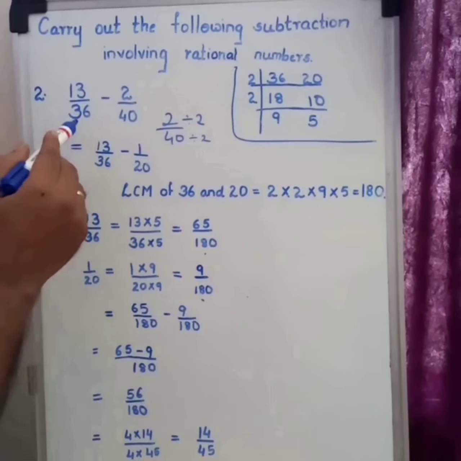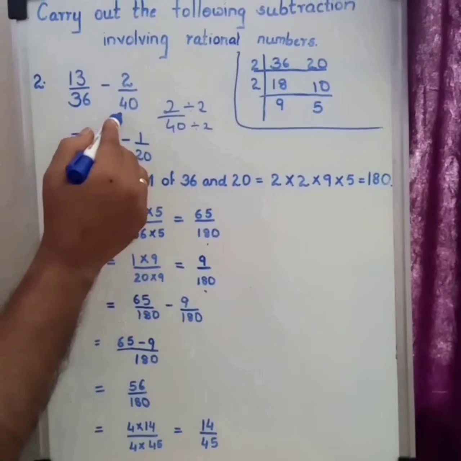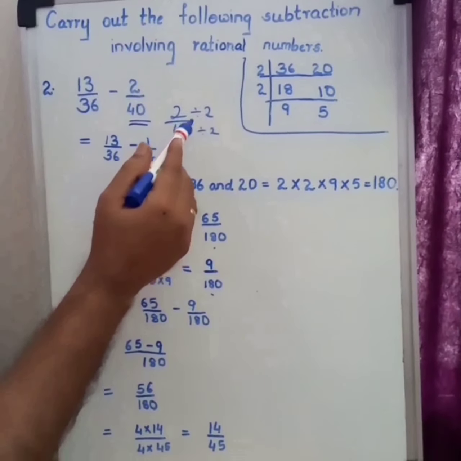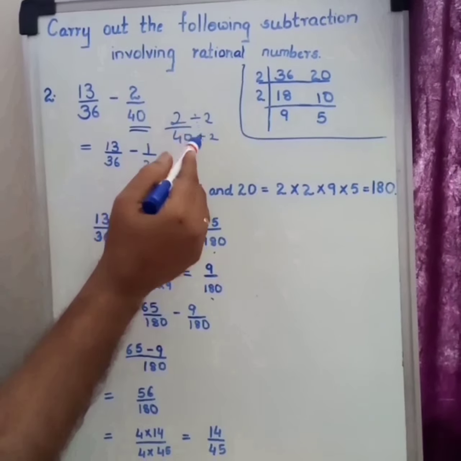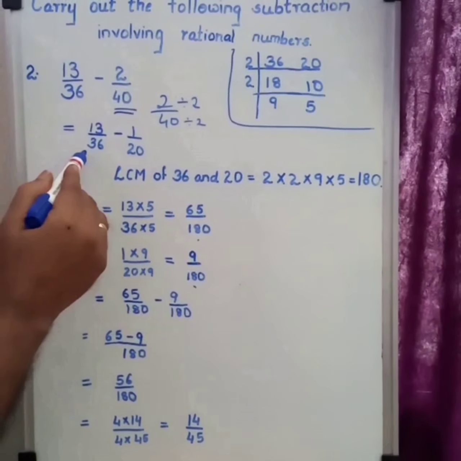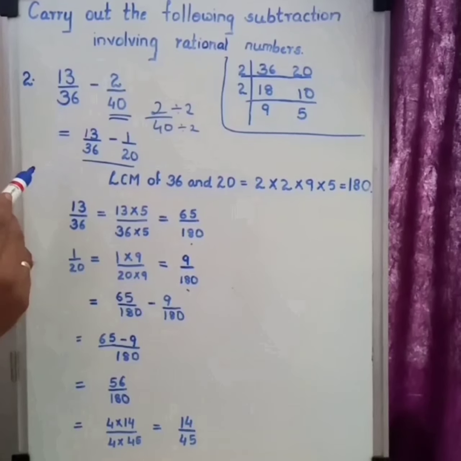Sum: 13 upon 36 minus 2 upon 40. In this, first we'll reduce this fraction, that is 2 upon 40. We are dividing the numerator and the denominator with 2. So it will be 1 upon 20. So the new one is 13 upon 36 minus 1 upon 20.